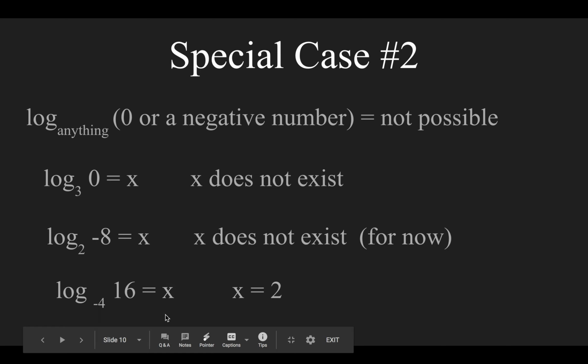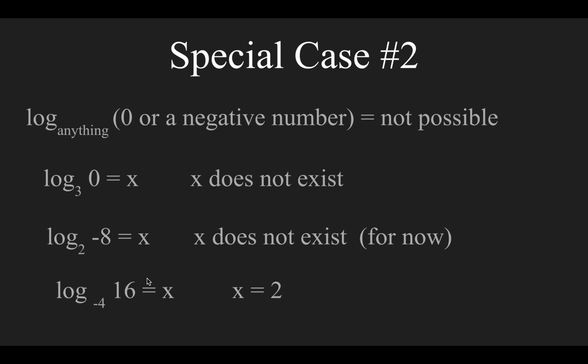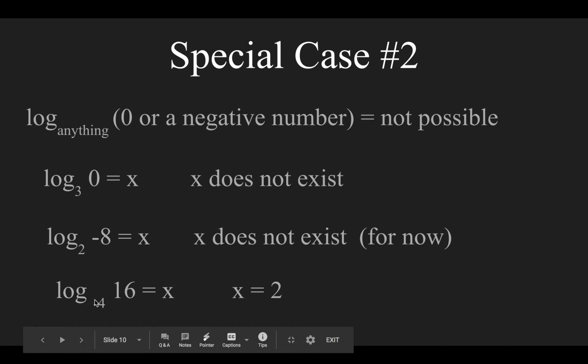Negative 4 to the x equals 16. Well, negative 4 to the second power equals 16, right? Negative 4 times negative 4, that's 16. That comes out to be positive. So if you have a negative number down here, that's okay. But you cannot have a negative number where the 16 is, right?